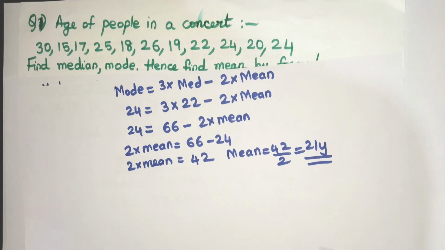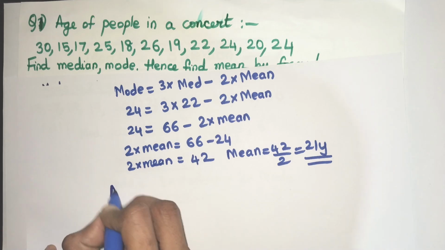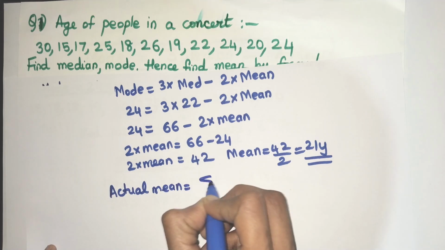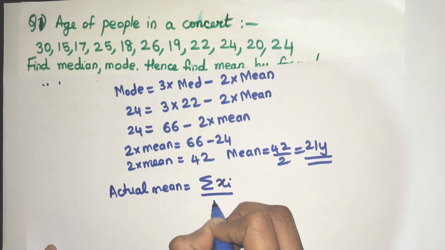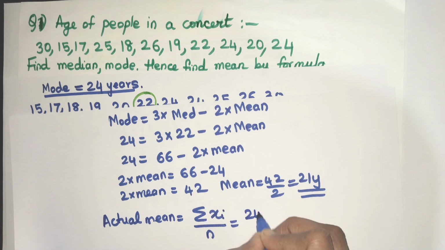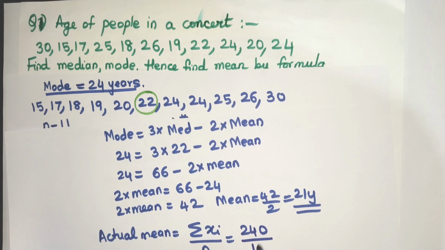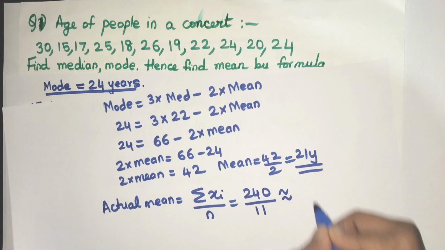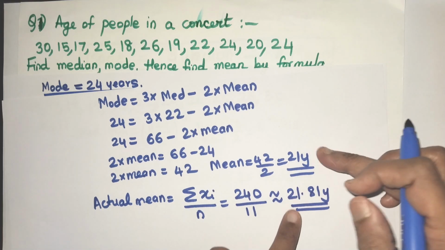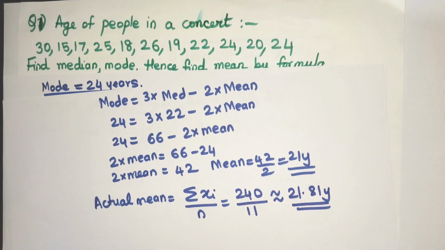Now friends, for curiosity, I just tried calculating the actual mean. Do you remember the formula for the actual mean? Yes, it is sigma xi divided by n. So when I added all these observations, I got 240. You can also check it out. Divided by 11, which is approximately 21.81 years, friends. You can check it out. So you can see that both these values are approximately very close to each other. So this empirical formula gives a value which is very close to the actual value.